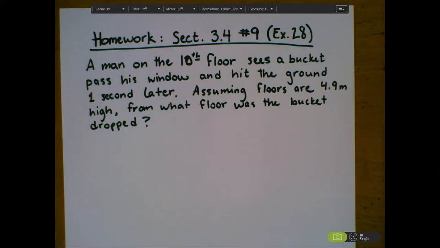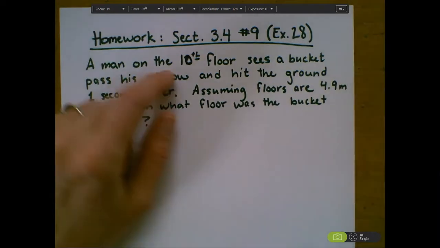So a couple of people had some questions about homework section 3.4, number 9, and that's exercise 28 on the list of exercises. And for this problem, it's a sort of tricky application of Galileo's formula. The problem says that a man on the 10th floor sees a bucket pass his window and hit the ground 1 second later. Assuming the floors are 4.9 meters high, from what floor was the bucket dropped?